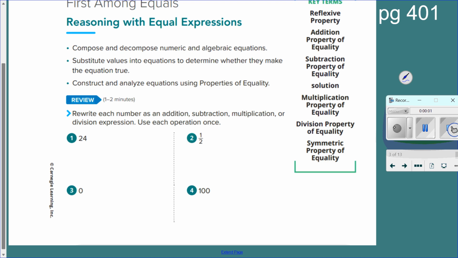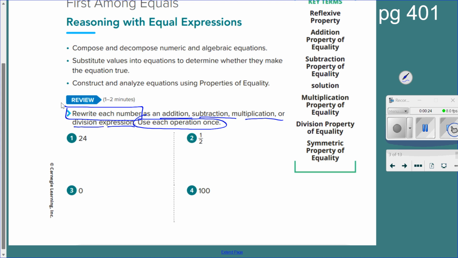Okay, so we are starting with equations today, and we are going to learn how to solve for the variable and figure out what is missing in each problem. The first thing you want to do is the review at the bottom of page 401. The directions say, rewrite each number as an addition, subtraction, multiplication, or division expression. And you can use the operation only once.